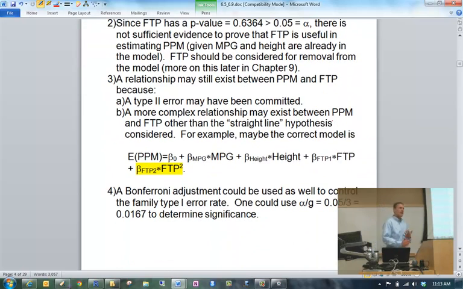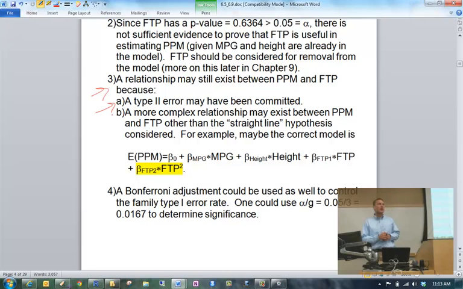But of course, you've got to be careful, and we discussed this some in Chapter 2. You've got to be careful with what this don't reject H0 means. It does not mean that free throw percentage has been proven to be not worthwhile to have in your model. It does not mean that. It does not mean that free throw percentage has no effect at all on PPM. Why? Two possible reasons. A type 2 error could have been committed.